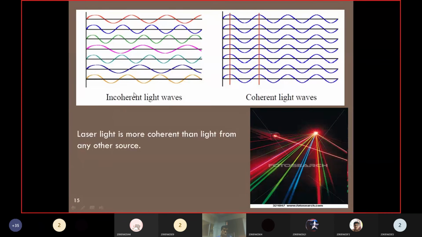Okay, this is the incoherent light wave and this is the coherent light wave. Lasers are coherent light waves, so they move in a very straight line.